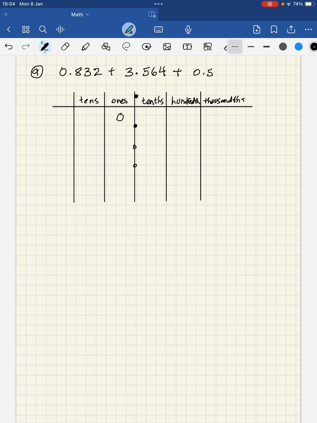So 0 ones, 832. We've got 3 ones, 3.564, and 0.5. And we're going to add those together. Okay, so we're going to have to regroup here. I'm going to move this over just in case we need that. Okay, so we go 2 and 4 is 6. 3 and 6 is 9. So far we're okay. But now we got 8 plus 5 plus 5. Well, 5 and 5 is 10 plus 8 is 18. And then 3 plus nothing is 3.